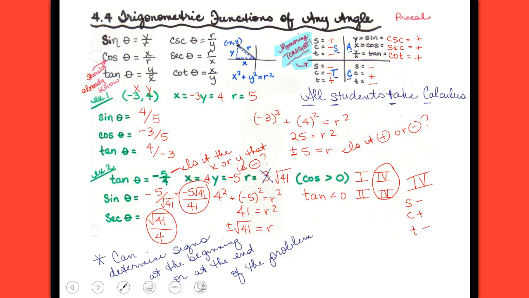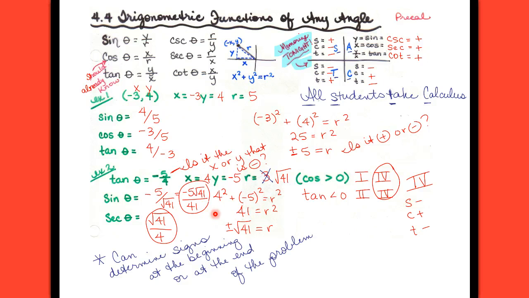You can determine your signs based on your quadrant at the very beginning of the problem, like we did, or you can wait until the very end. Because what happens to me is I get so busy over here with remembering my formula for sine and plugging in the right values and then rationalizing. Somewhere in there I'm going to drop that negative that I had, and then I'm going to get it wrong.